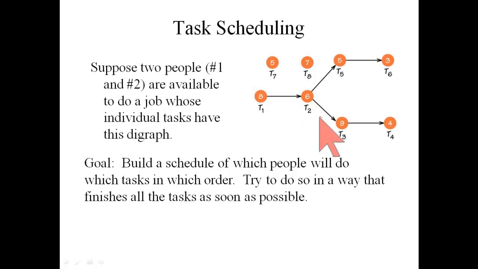The overall job was broken down into individual tasks, in this case T1 through T8. Each task has a certain number of minutes or hours required to accomplish it. There are prerequisites, so task 2 cannot be done until task 1 is completed, task 3 cannot be done until task 2 is completed, and so on. And our goal is to do this in minimal time. So assign the tasks to the people in such a way that the overall job is finished as quickly as possible.